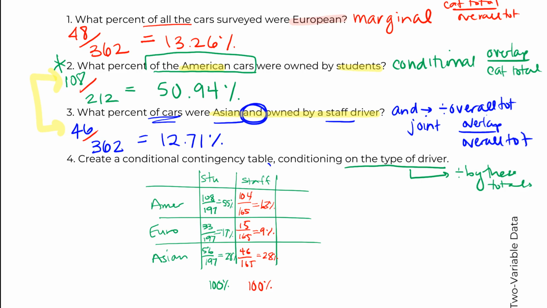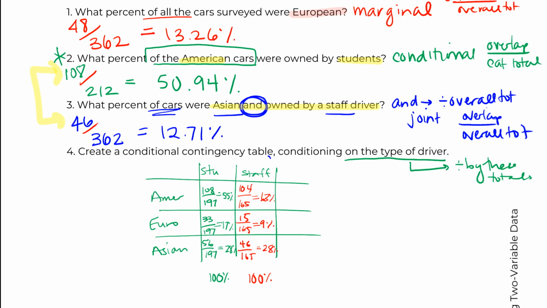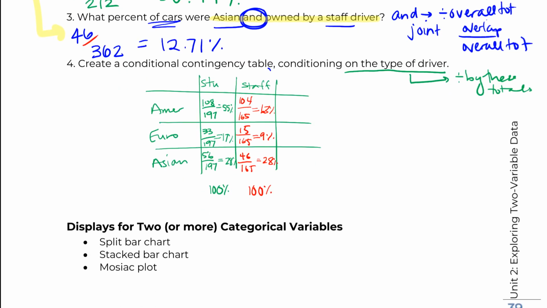Now, one thing we can do with this is to try to figure out if there's any sort of relationship between the type of driver and what kind of car they're driving. Another way to see this, and this is something that AP really likes, is sometimes they'll give you this table, then they'll give you a display. So the displays for this sort of data would be like a stacked bar chart, a split bar chart, or a mosaic plot. So I'm going to go ahead and make this into a stacked bar chart.